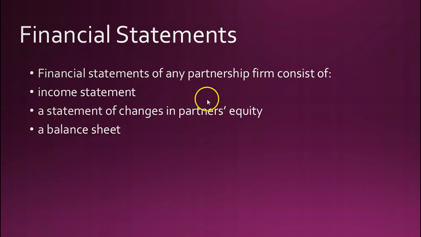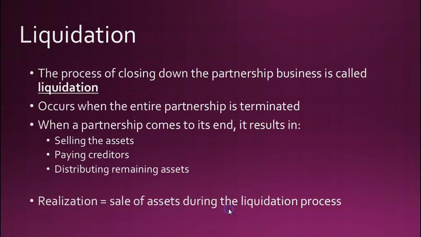So financial statements of a partnership include an income statement, statement of changes in partners' equity, and a balance sheet. So very similar to what we would see in a sole proprietorship. The only difference is this is typically a statement of changes in owner's equity, but now we call it partners' equity because we're looking at both partners' stake in the business. So these are the key financial statements of a partnership.